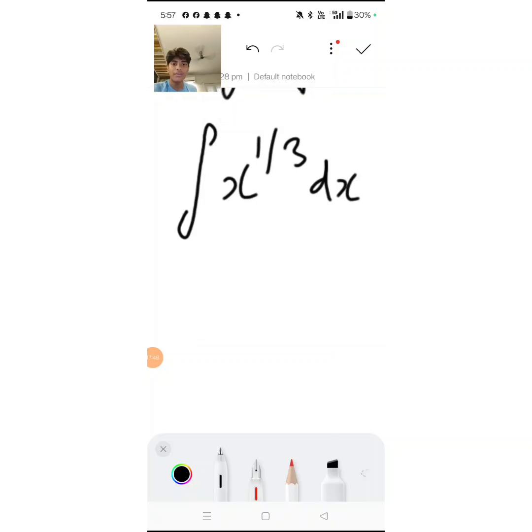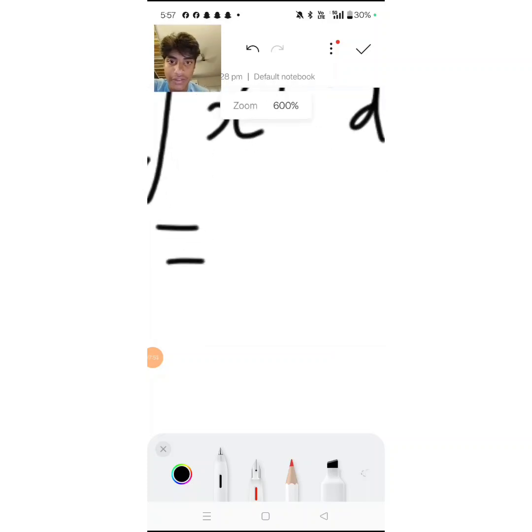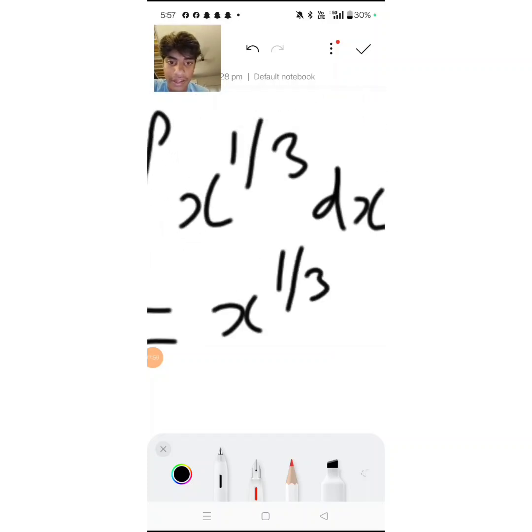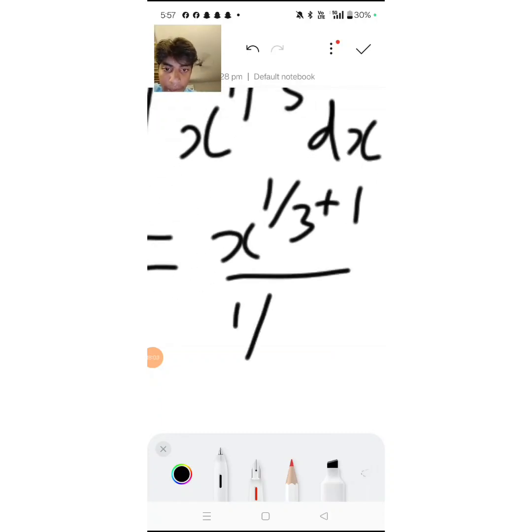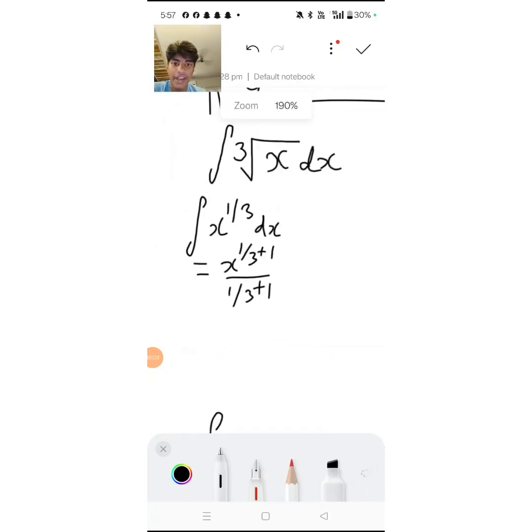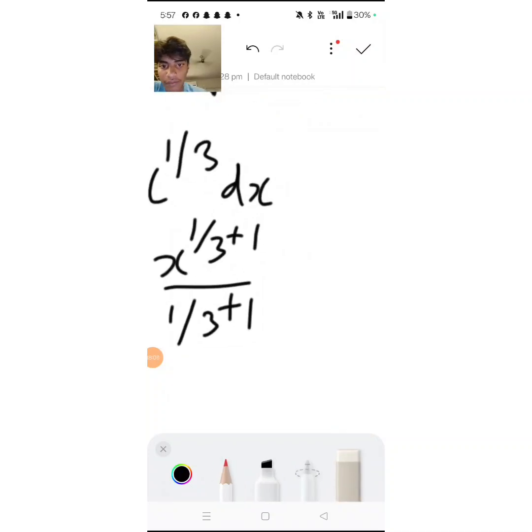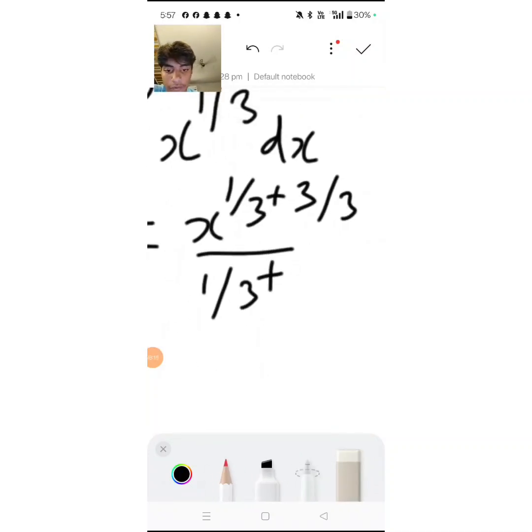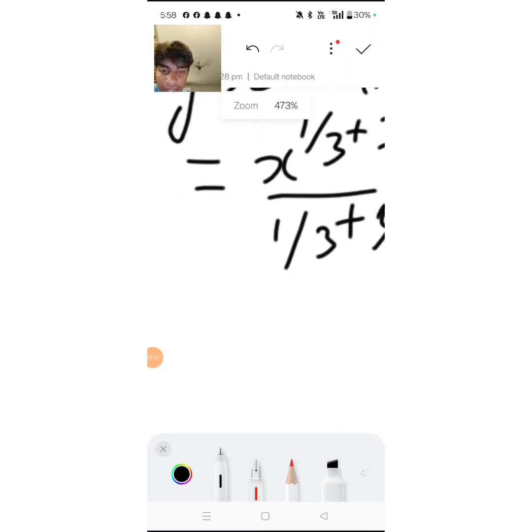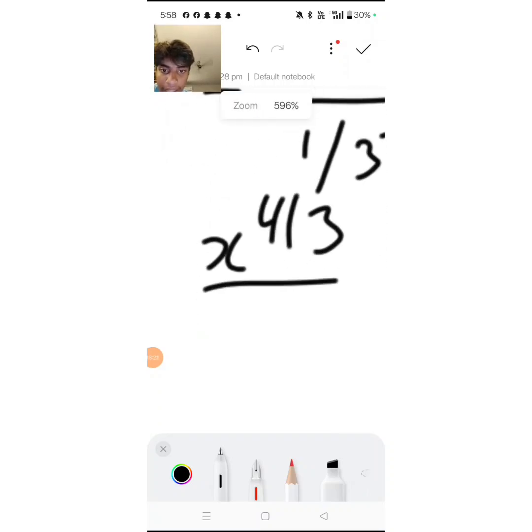Now you can start to integrate it. So it is x to the power of 1 by 3 plus 1, divided by 1 by 3 plus 1, because we add one to the power and divide by the new power. In this case, we have to find the LCM, so we can rewrite 1 as 3 by 3. So that is 4 by 3. This would also be 4 by 3. So we have x to the power of 4 by 3 divided by 4 by 3.